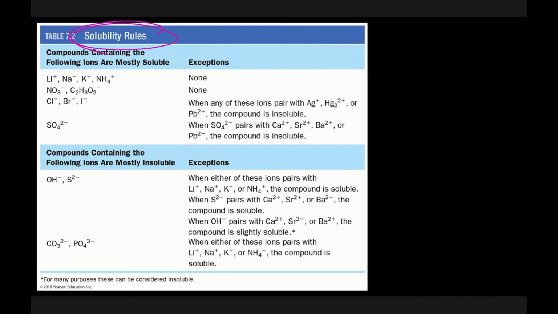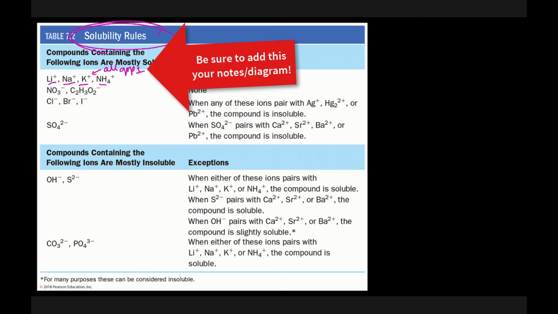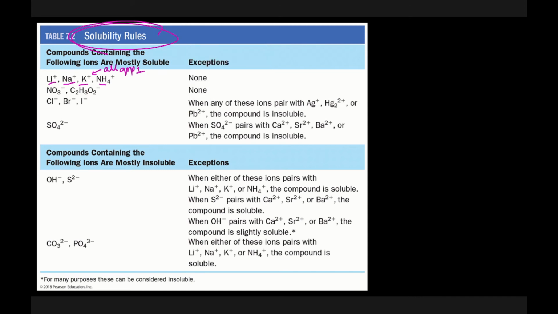The top part are things that are mostly soluble, and here we have lithium, sodium, potassium, and we could just say all group 1 for that matter, okay? So we'll add in those other ones. All group 1s and ammonium are always soluble. So in the land of cations, all group 1s and ammonium are always soluble.